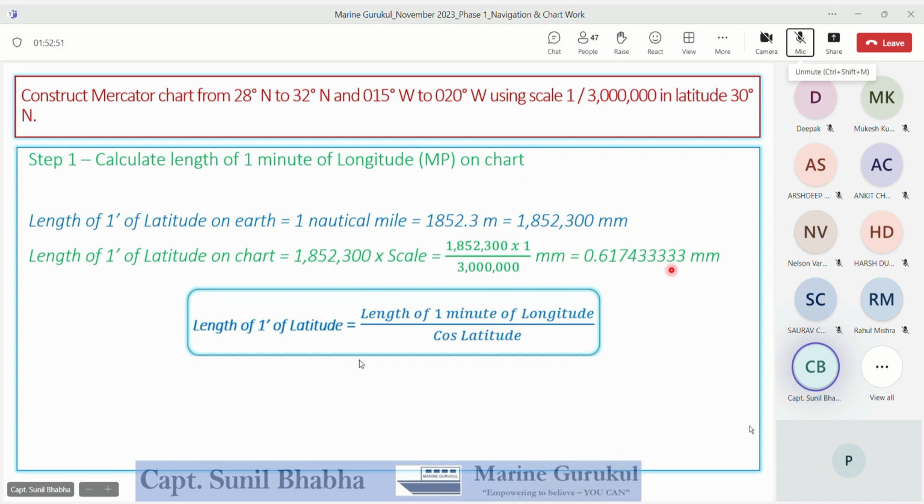Now, once we find out the length of 1 minute of latitude on the chart, we can use the formula. We are aware that the length of 1 minute of latitude is equal to the length of 1 minute of longitude divided by cos lat. So what is the latitude used in the formula? It is the reference latitude on which the scale is based. In our question, the scale is based on a reference latitude of 30 degrees north. So that is what we will be using here in the formula.